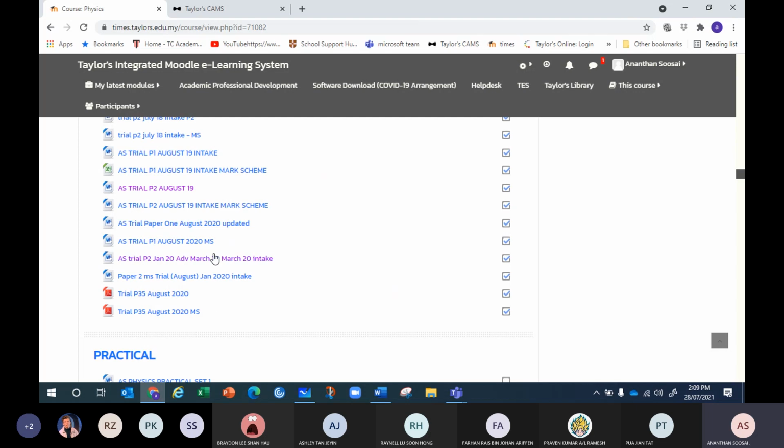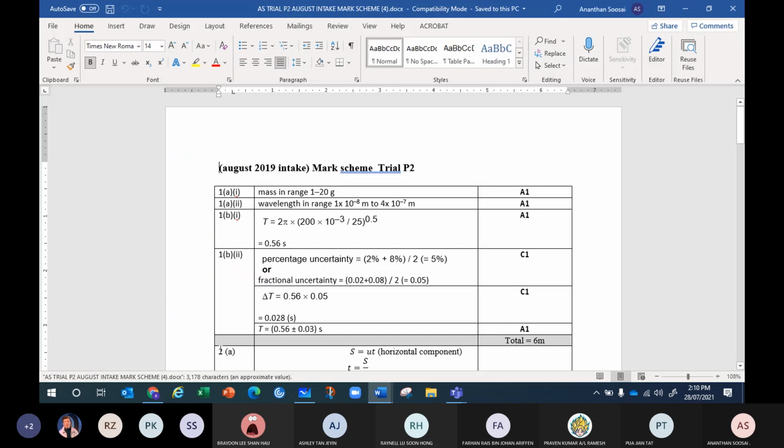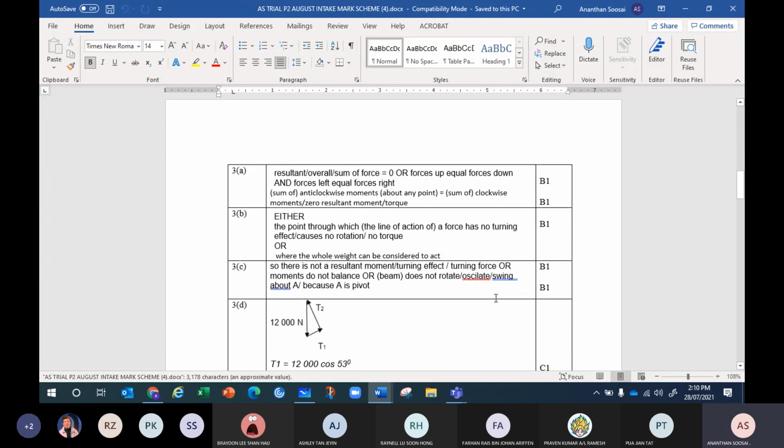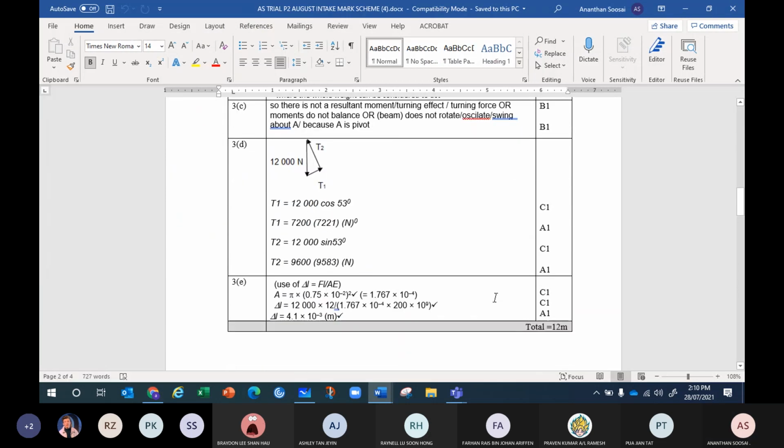What's the mark scheme they put? Check the mark scheme. So T1 is 12 cos 53, T1 is 7,200 Newton. That's the answer. Oh, they use the triangle method, using only the force. T2 is 12... Yeah, also can. This method also can.